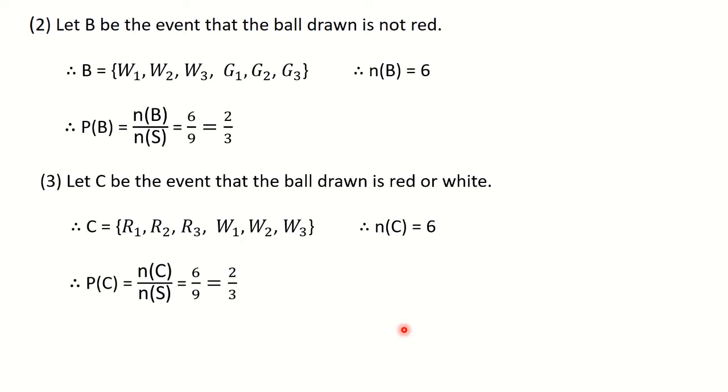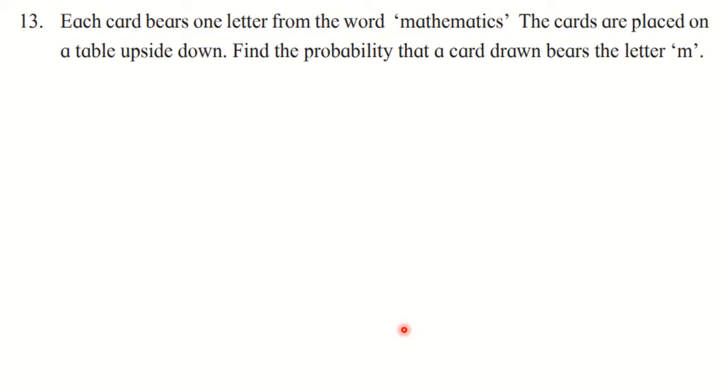Okay, so let us go towards the next question, that is question number 13. I am reading the question. Each card bears one letter from the word mathematics. The cards are placed on a table upside down. Find the probability that a card drawn bears a letter M.